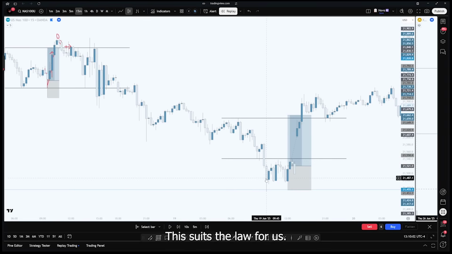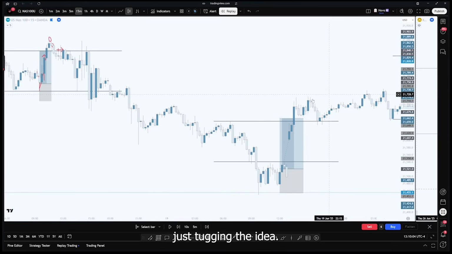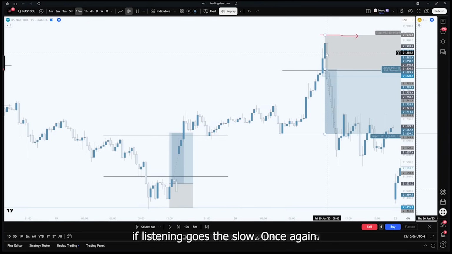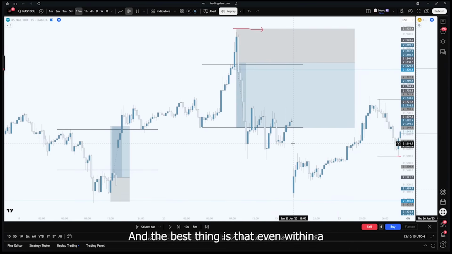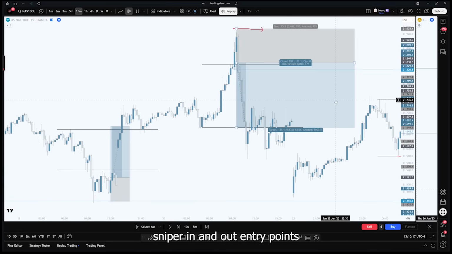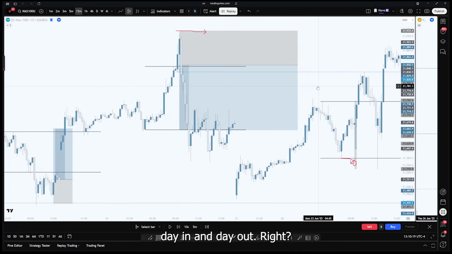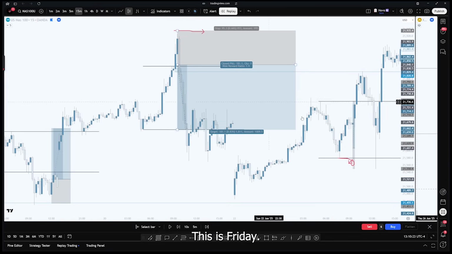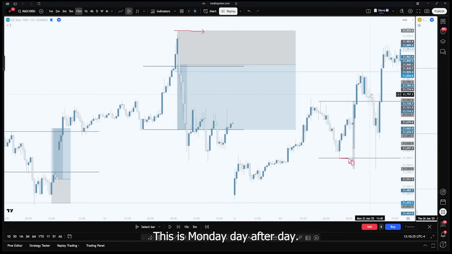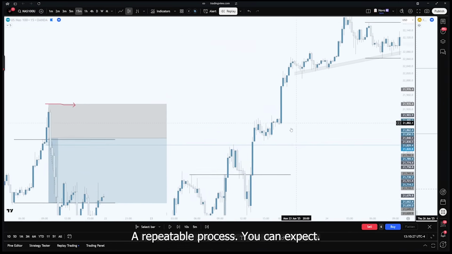This sweeps the low first, then goes to the high. You guys should start getting the idea now. Price takes the high first, then goes to the low once again. And the best thing is that even within a rangy market, which some people might see as low market conditions, you're finding these sniper in and out entry points day in and day out, right? This is Thursday, this is Friday, this is Monday. Day after day, a repeatable process you can expect.